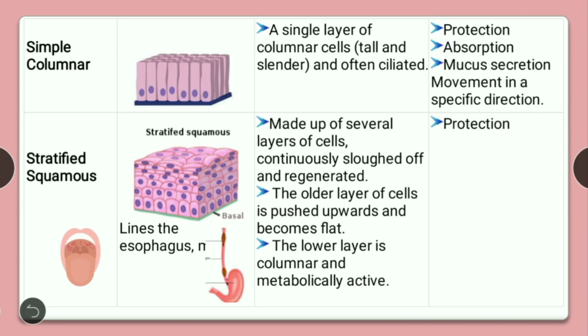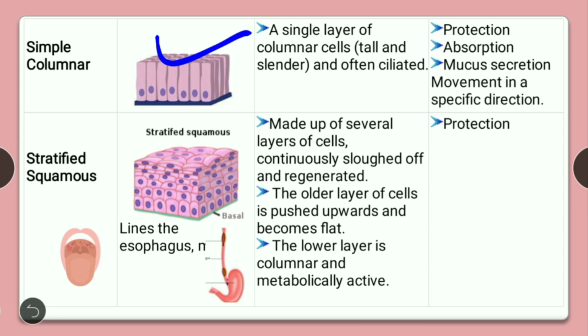Now let's see the simple columnar. Columnar means this type of tissue has a column-like structure. So a single layer of columnar cells, tall and cylindrical, and often ciliated. Cilia are present because of locomotion. Sometimes it has to perform the function of locomotion and movement. That's why cilia are present on it. So the functions of columnar tissue are protection, absorption, mucus secretion, and movement in a specific direction. So this is the function of simple columnar.